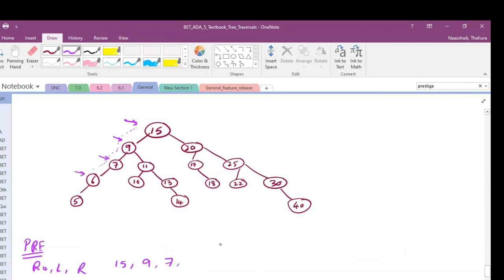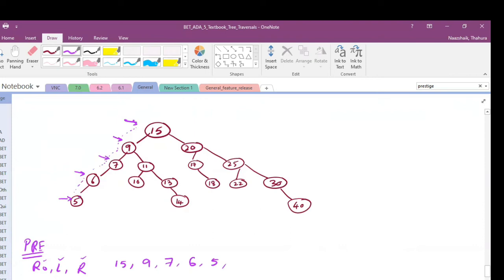Again, this is the root. Then the rule says go to the left. Again, this is the root. The rule says go to the left. There is no left, right? I visited the root. There is no left. There is no right. So I'm done with this part of the iteration.